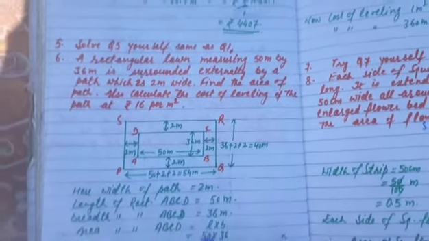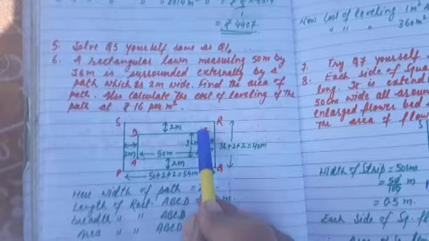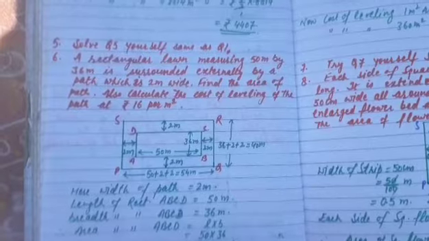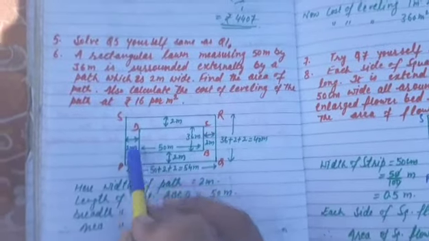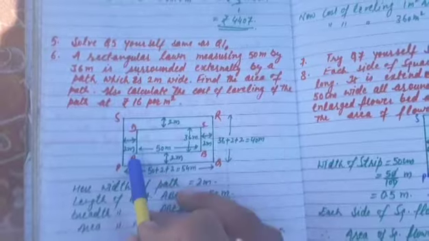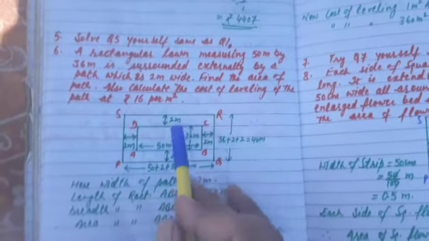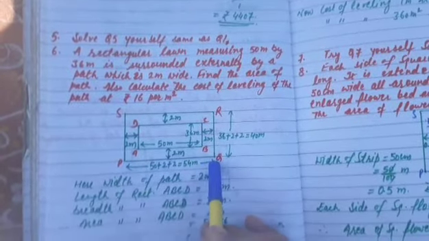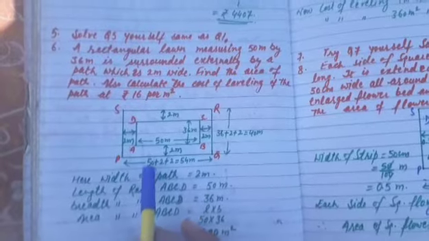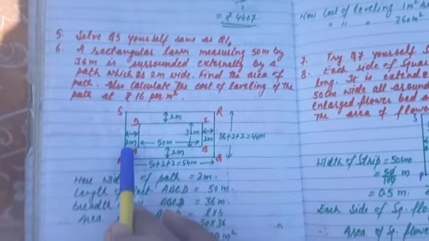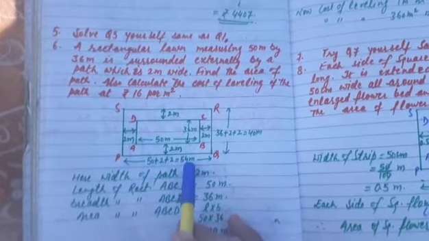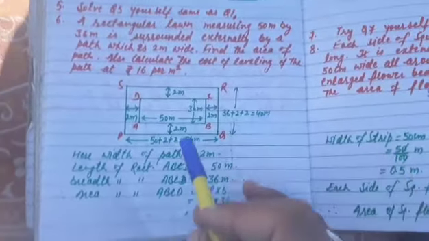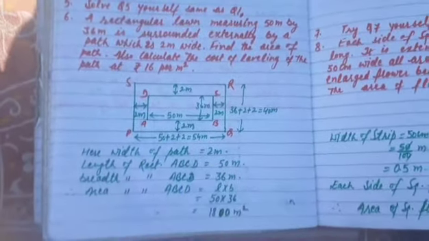So in this case, we have a rectangular lawn ABCD, having length 50 meter and breadth 36 meter. A path is all around it, externally outside it, having a width of 2 meter on all sides. So the length of the outer rectangle becomes 50 plus 2 plus 2, that is 2 from this side and 2 from this side, so it becomes 54. Similarly, the width becomes 40 meter. So we have to find the area of this path and then the cost of leveling it.